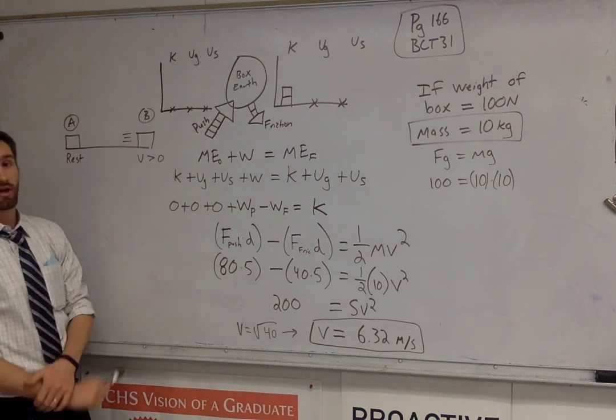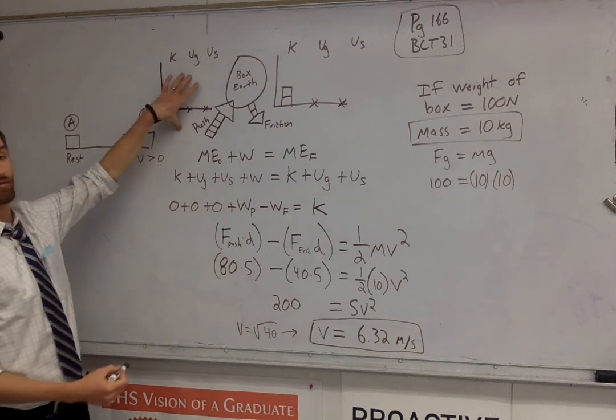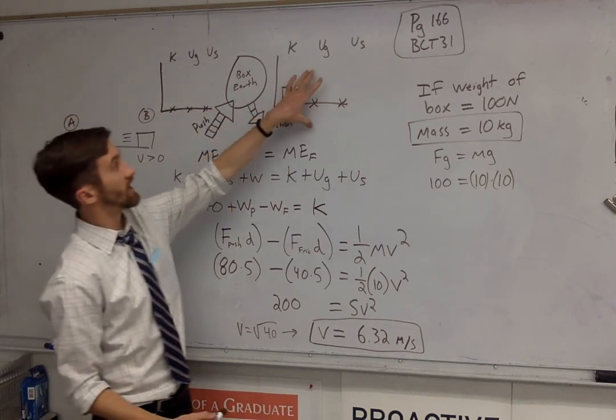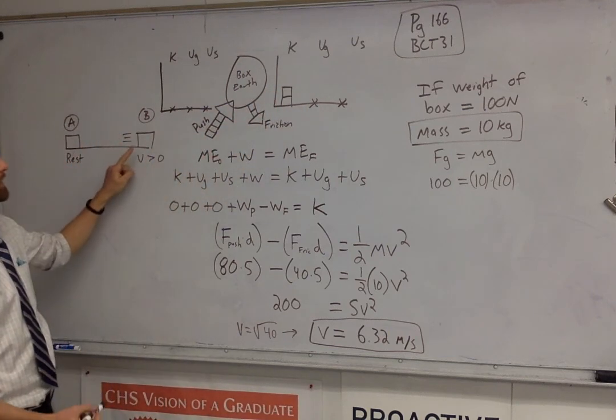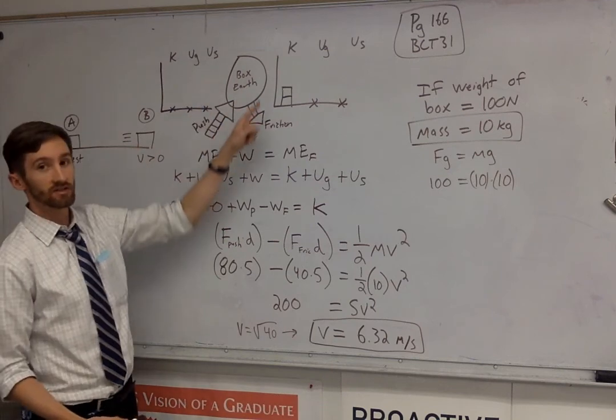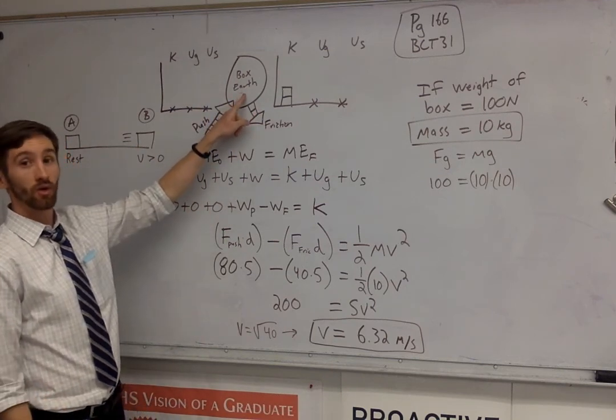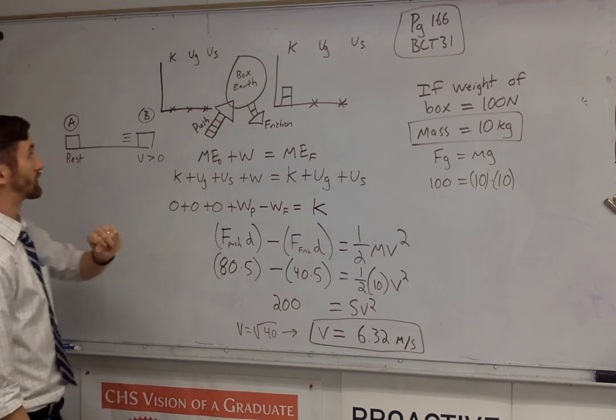I start with my LOL chart. This side of my chart is before, point A. This side of my chart is after, point B. And then here's what's happening during. This is the work. So in my system, I'm showing only the box and the Earth.